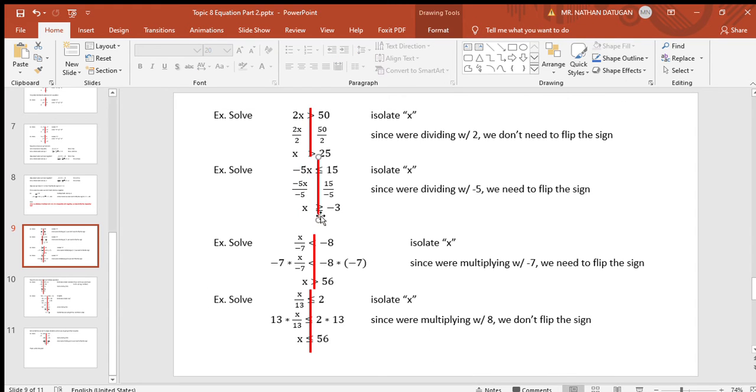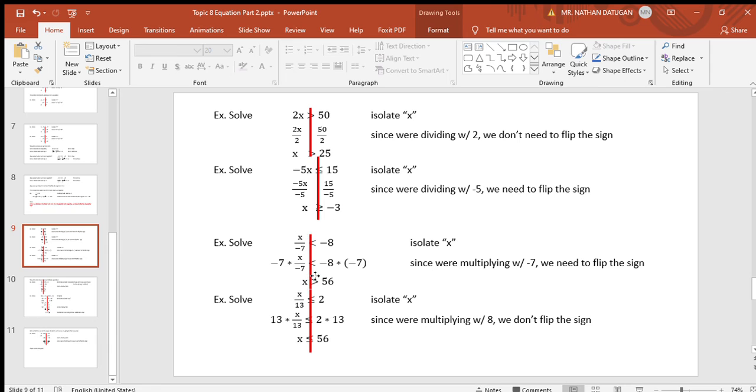Okay, so let's move on to undoing division. Now we have x over negative 7 is less than negative 8, so we want to isolate x, so we have to get rid of that negative 7. To do so, we multiply both sides by negative 7. This side will be left with x, and negative 8 times negative 7 is 56. And since we're multiplying both sides by negative 7, we have to flip the sign to greater than.